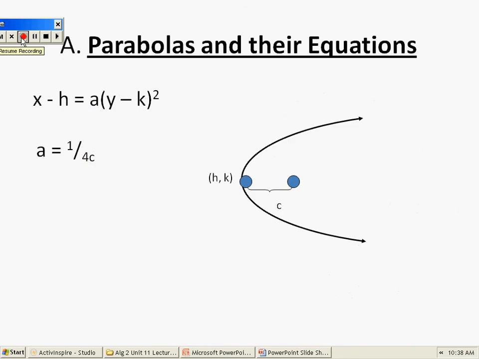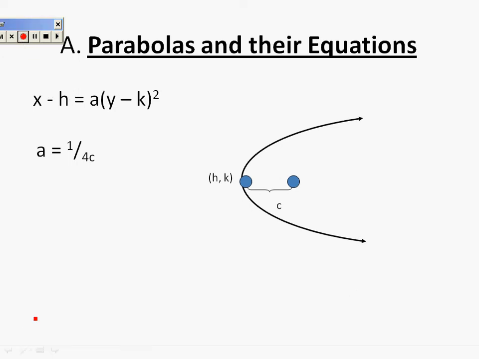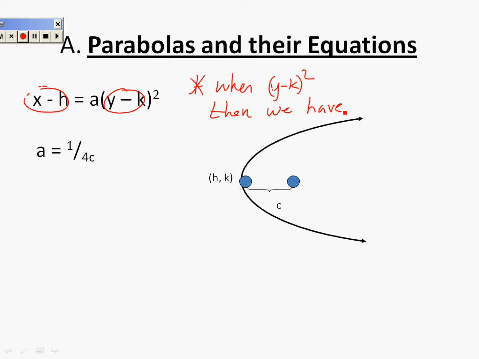Alright, now we're going to talk about the horizontal parabolas. The equation looks almost the same, but there is a difference. Notice the x minus h part and the y minus k. On this one, the y minus k part is being squared. So, here's our note. When y minus k is squared, then we have one of the situations of either being to the left, like so, or to the right.